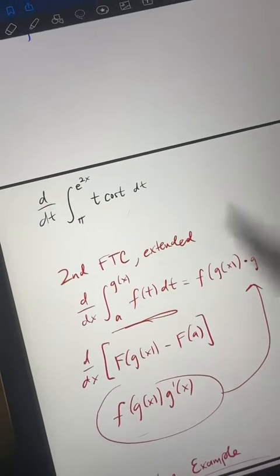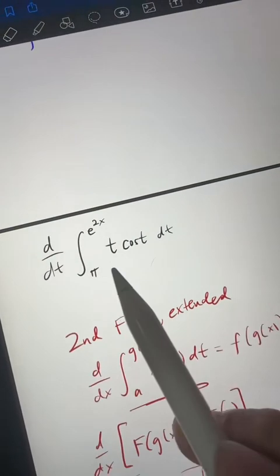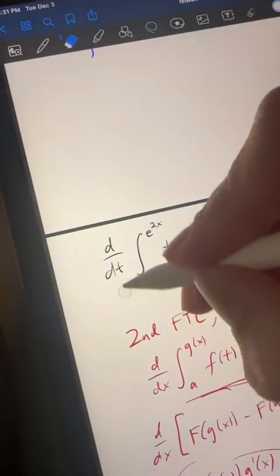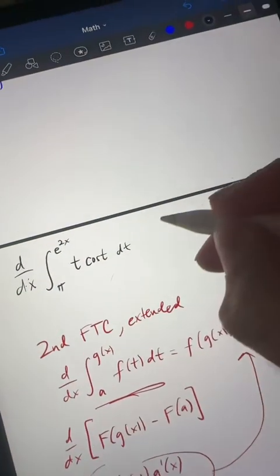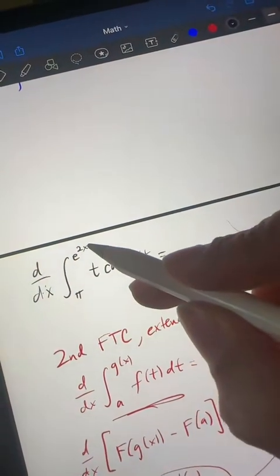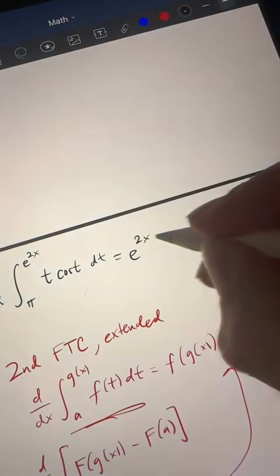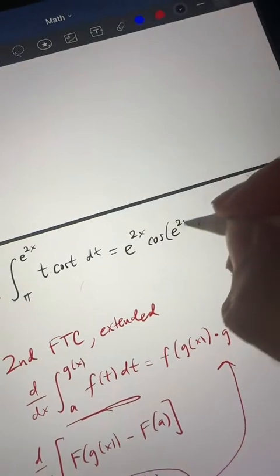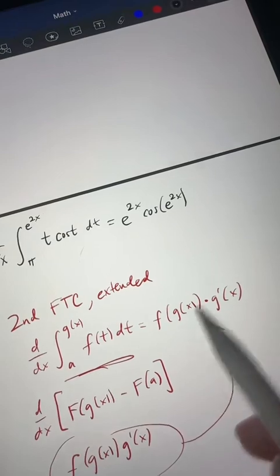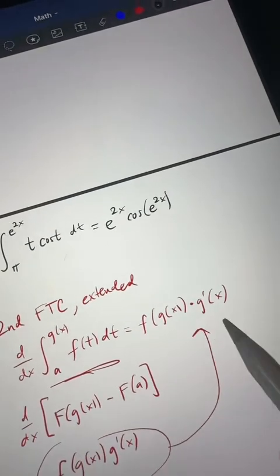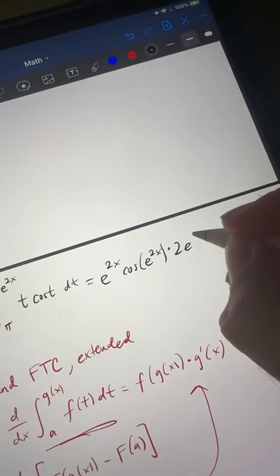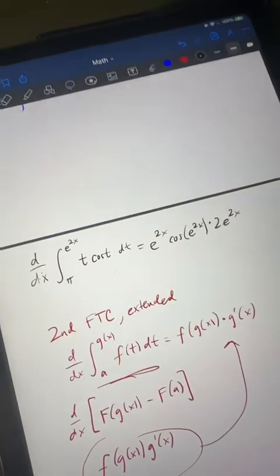So if we're using the second fundamental theorem of calculus extended, then here we're taking the derivative with respect to x of this integral. This is just going to be the original integrand evaluated at e to the power of 2x. So this is going to be e to the 2x cosine of e to the 2x times the derivative of the function that I plugged in, because this is a composite function. This is f of g of x, times g prime of x. So I need to take the derivative of the value that I plugged in, and that's going to be 2e to the 2x. And that's how we will solve this particular problem.